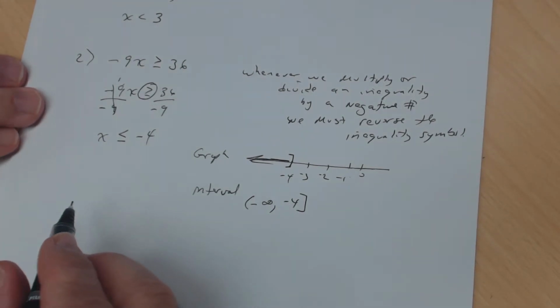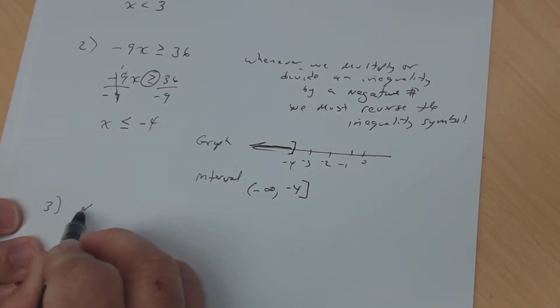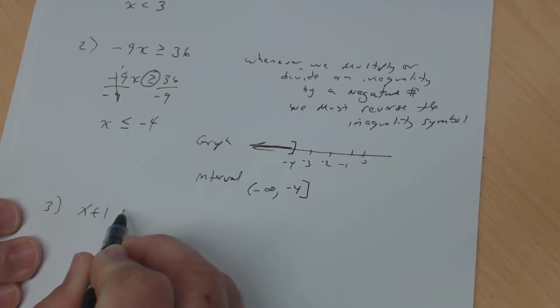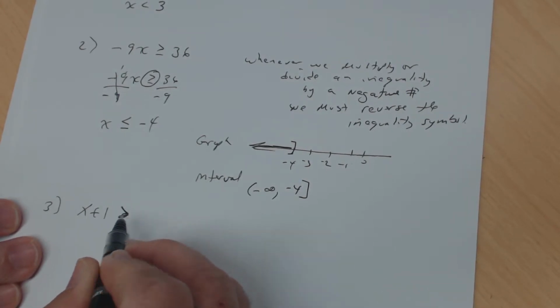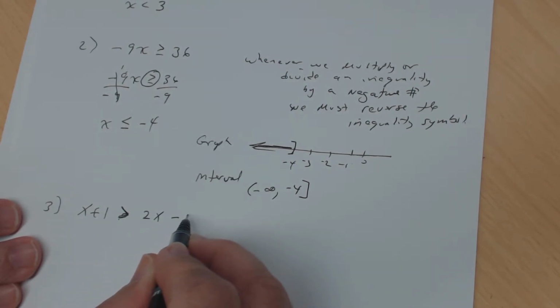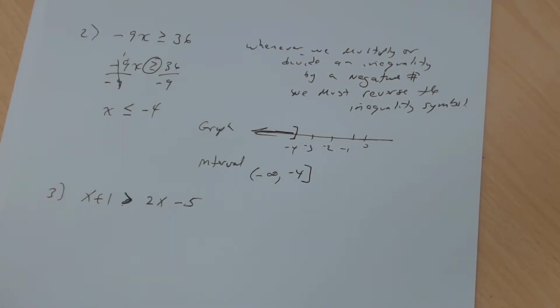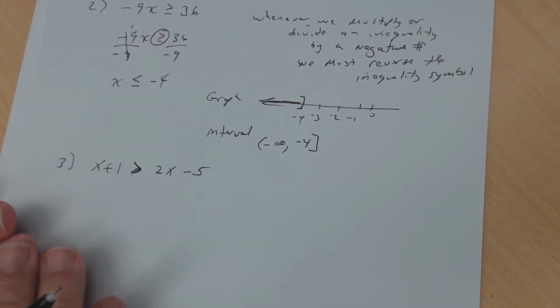All right, let's look at this one. Okay, suppose I had x plus 1 is greater than 2x minus 5. So let's say we had this. Okay, so there are a couple ways to do this.